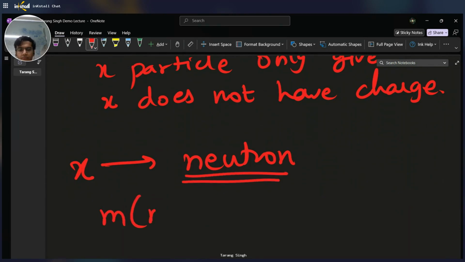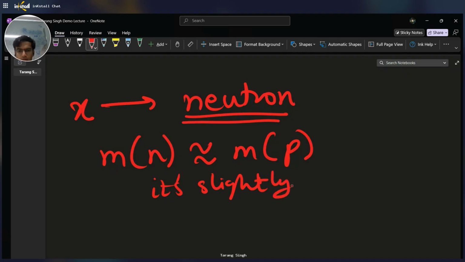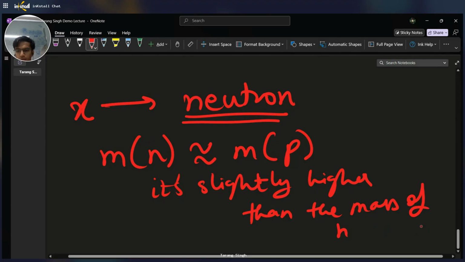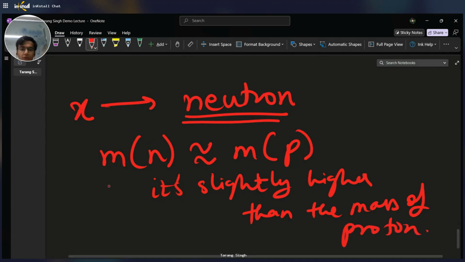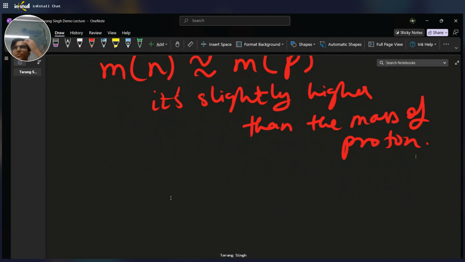And the mass of a neutron is almost equivalent to the mass of a proton, just slightly higher than the mass of a proton. Yeah, so the mass of a neutron is slightly higher than the mass of a proton. And the mass of an electron is almost negligible in comparison to both of these. So most often when we are doing atomic physics, we just ignore the mass of an electron.